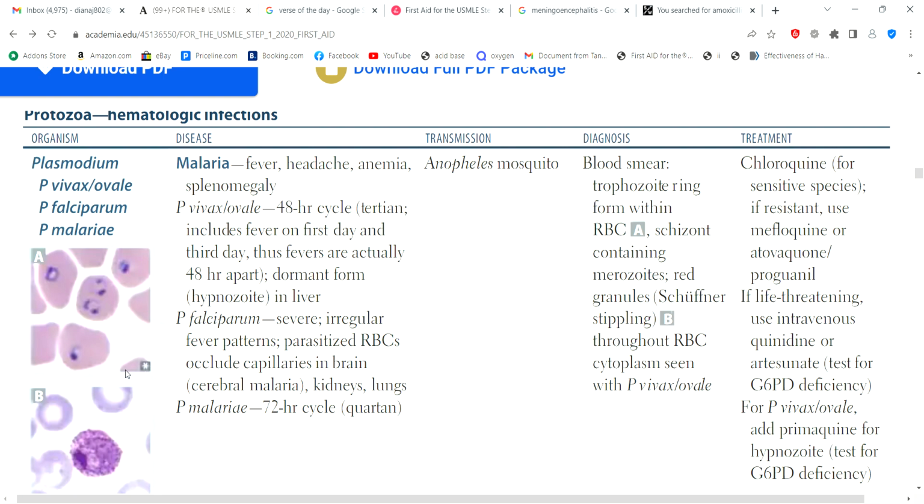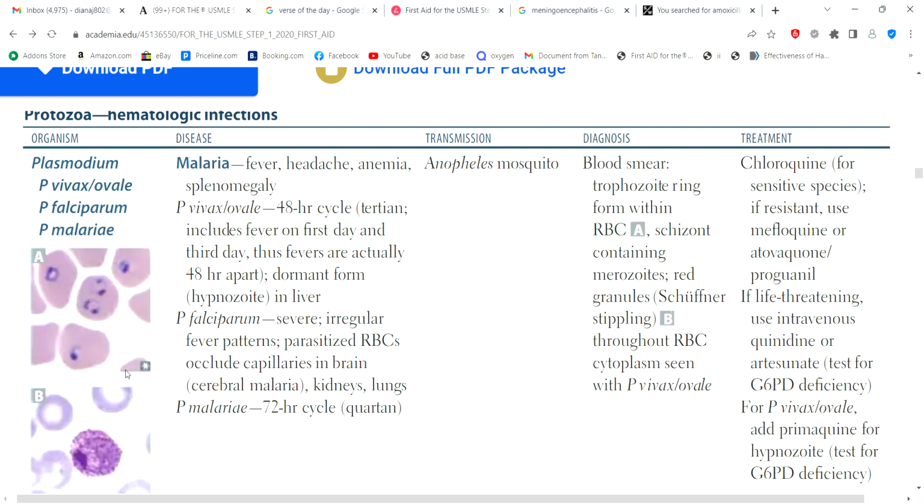Severe fever. The RBCs with the parasite P. falciparum inside of them occlude the capillaries in the brain, kidneys, and lungs. And then this is what gives you cerebral malaria.